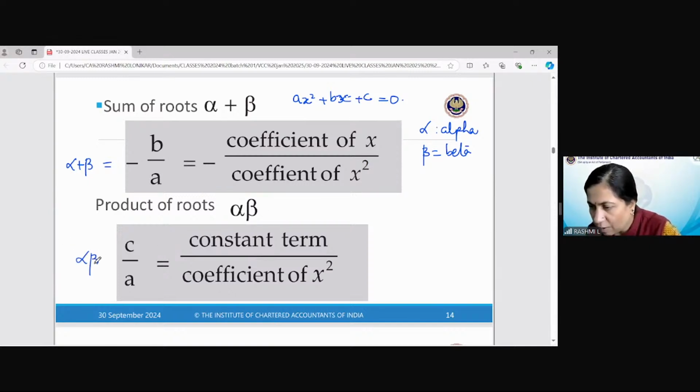अल्फा बीटा कहाँ से आया उसको आपको डिटेल में जाने की जरूरत नहीं, आपको बस याद रखना है कि प्रोडक्ट ऑफ रूट जो है उसको बोलते हैं अल्फा बीटा, और वो होता है सी बाय ए, एंड सम ऑफ रूट्स होता है माइनस बी बाय ए. ये जो माइनस साइन है ये आप बिल्कुल भूलिएगा नहीं.